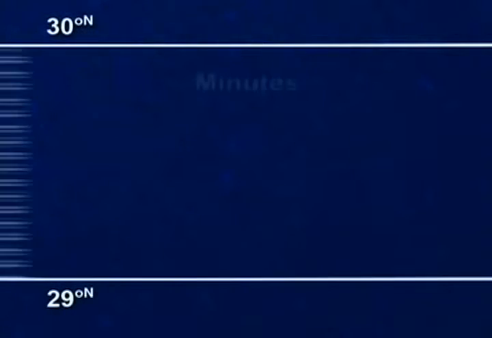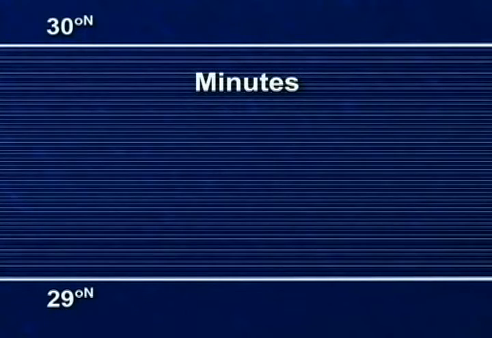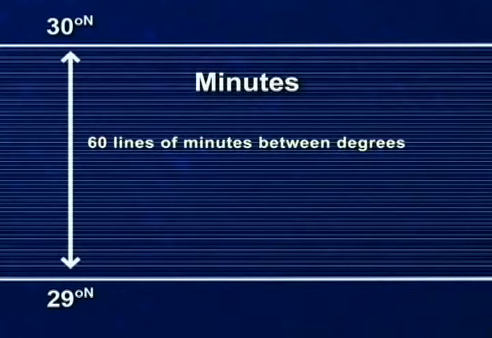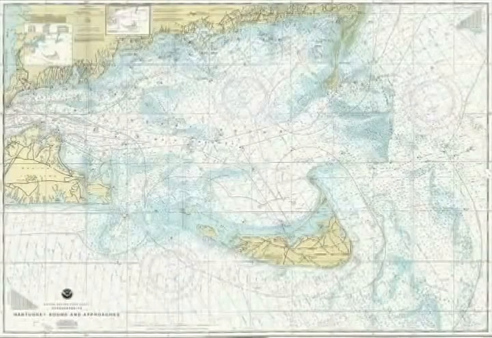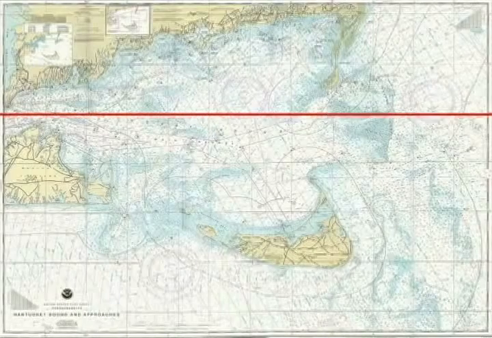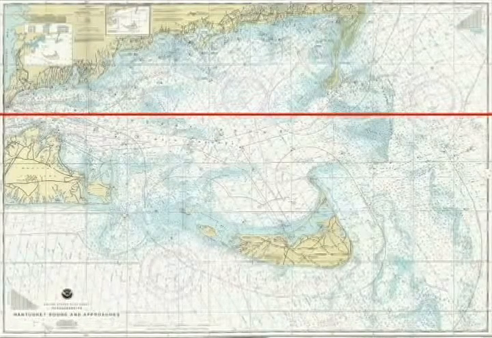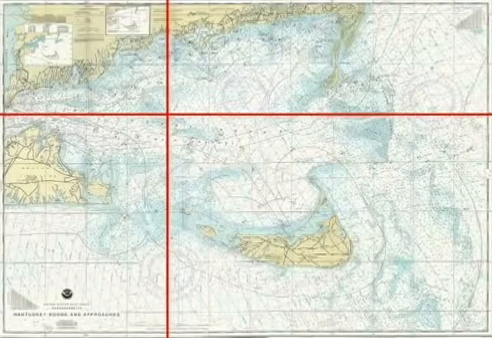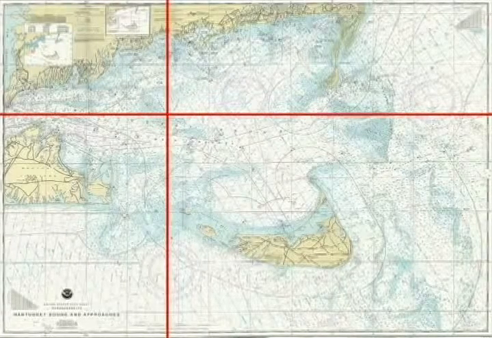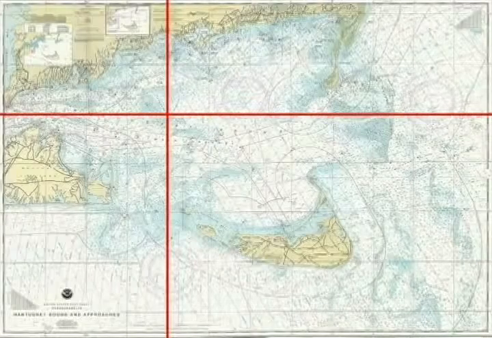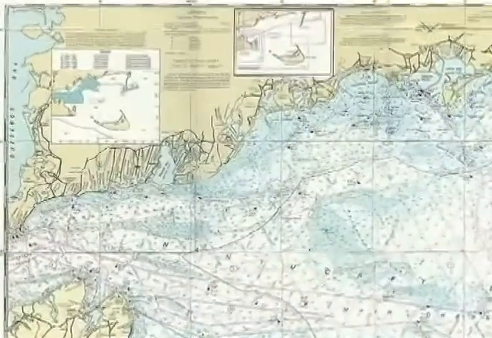That's why there are smaller lines between the degrees called minutes, and there are 60 lines of minutes between each degree. Now let's take a look at this body of water off the coast of Massachusetts. Nantucket Sound has a line of latitude running through it of 41 degrees, 30 minutes north, and a line of longitude of 70 degrees, 20 minutes west. That puts us just north of the center of Nantucket Sound.